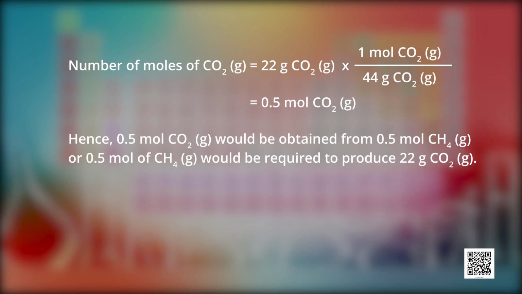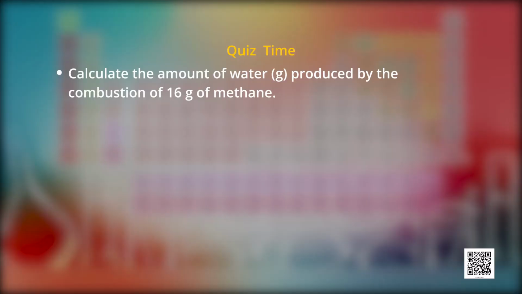Hence, 0.5 mole CO2 would be obtained from 0.5 mole CH4, or we can say 0.5 mole of CH4 would be required to produce 22 gram of CO2. Now children, task of the day. Calculate the amount of water produced by the combustion of 16 gram of methane.